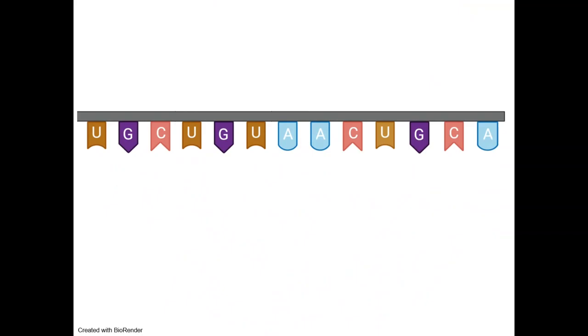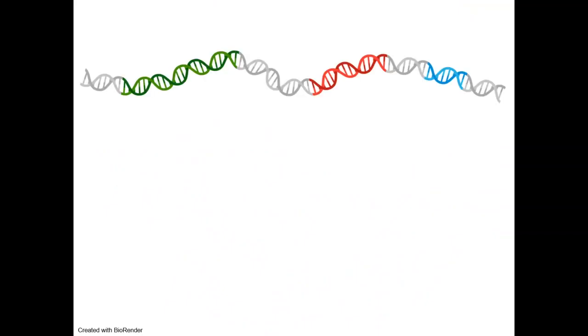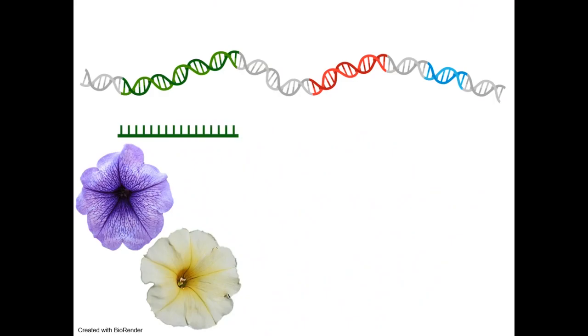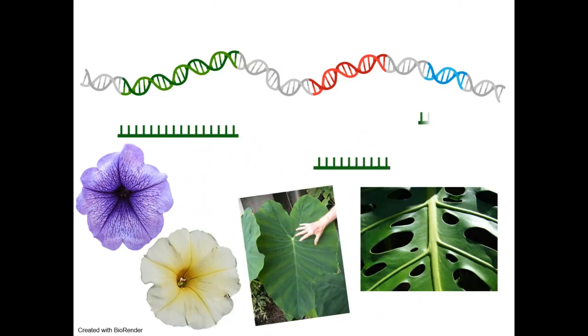Remember, RNA copies portions of the DNA containing specific genes. This could be for flower color or leaf shape and size. The possibilities are endless.